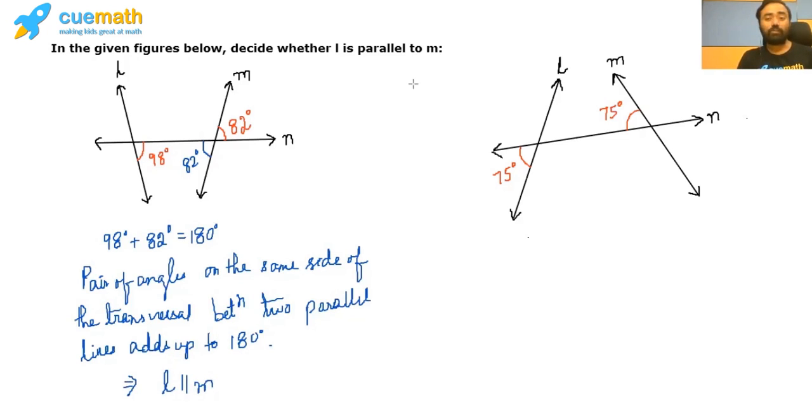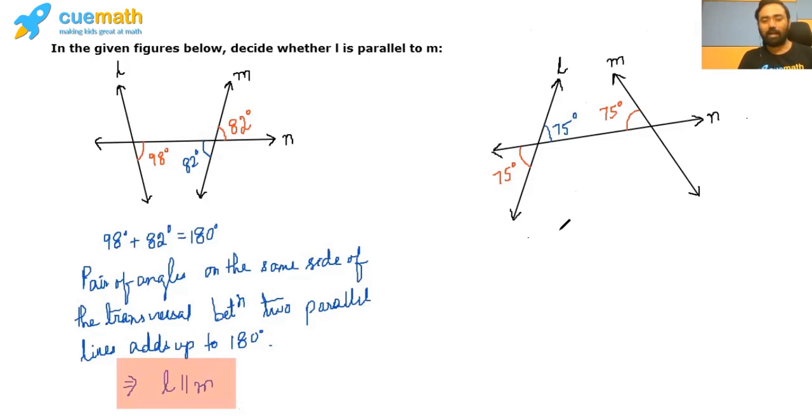So we can use these properties to actually know whether a pair of lines are parallel to each other or not. Let us now see if we can use the same concept to solve the other diagram. So here, if this angle is 75, the value of this angle will also be 75 degrees. And then let's see what is the sum of these two.